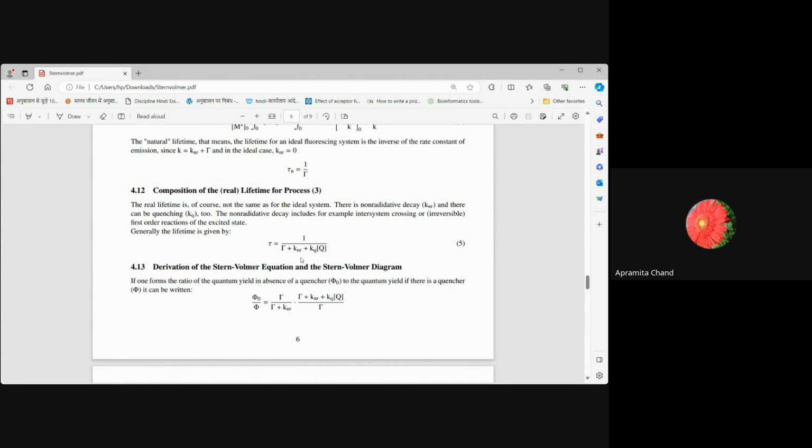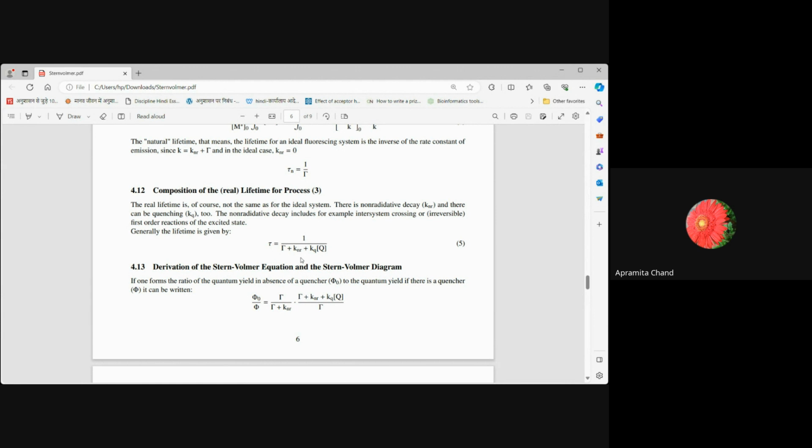Now, what is the Stern-Volmer equation and how would you construct the Stern-Volmer diagram? This is also frequently asked in exams. Lifetime, quenching, the Franck-Condon principle, the Stern-Volmer equation, all of these come as questions in the exam. So you can revise from the study material as well, and let us discuss it here too.